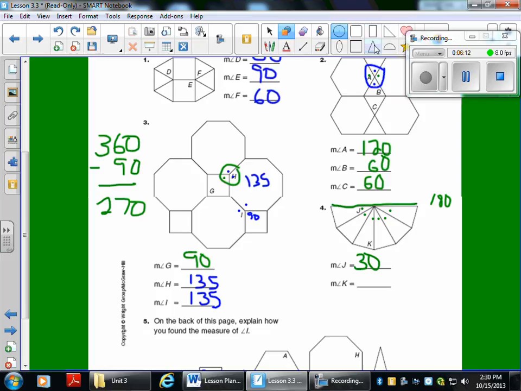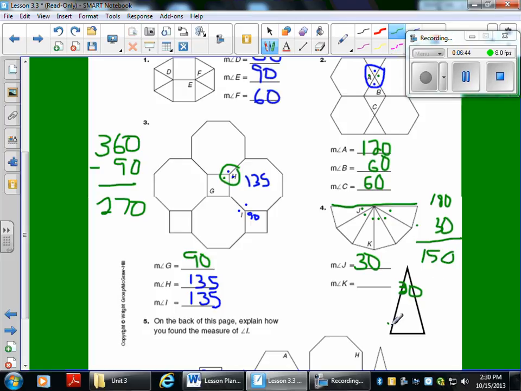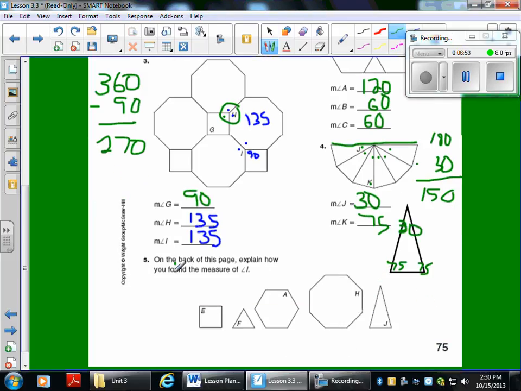Now I'm going to redraw this triangle here to help explain it a little better. If this is 30, that means all the angles inside this triangle equal 180. So 180 minus 30 equals 150. Half of 150 would be 75. So these two bottom angles are each 75. So angle K is actually 75. And you don't have to do the bottom problem, so you can go ahead and cross that off.